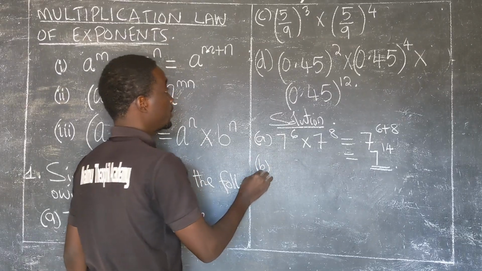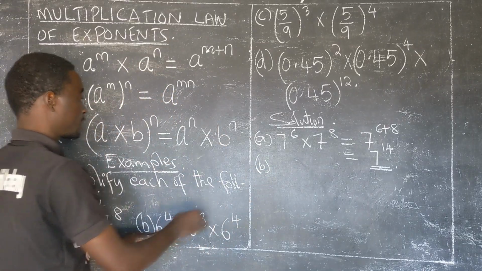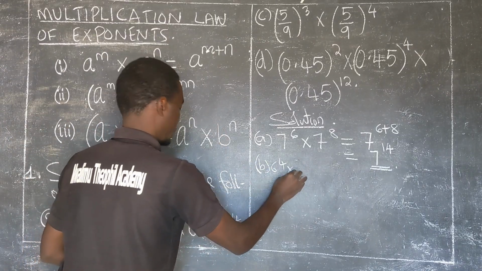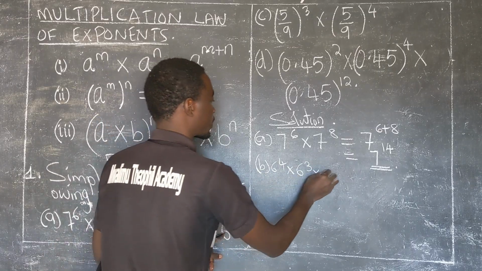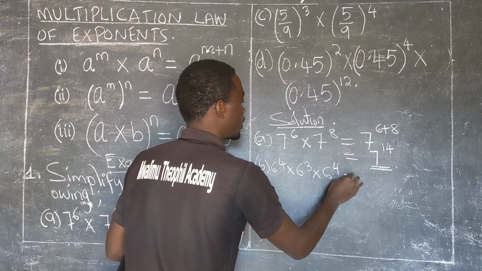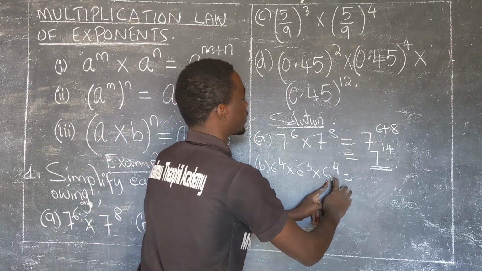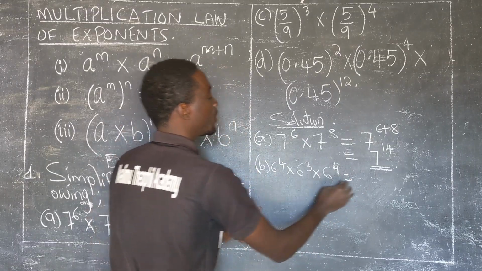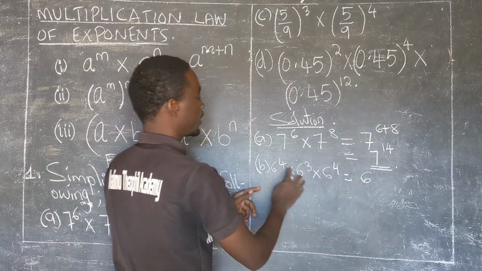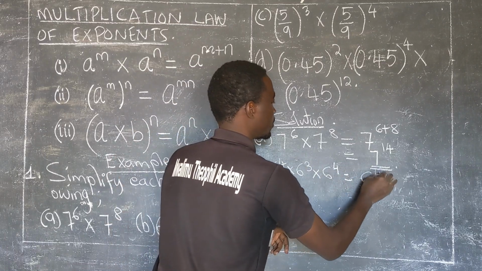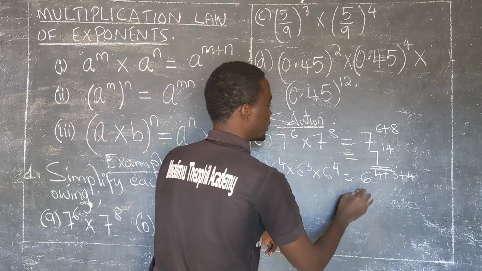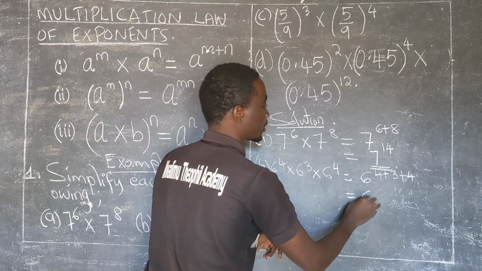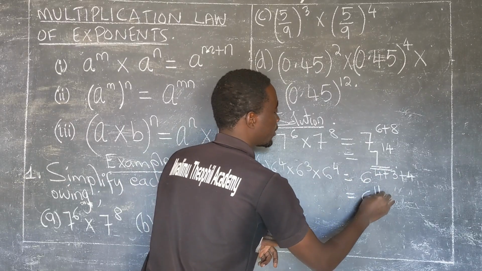The solution for B. In B, we are given 6 raised to 4 times 6 raised to 3 times 6 raised to exponent 4. Here, as it is multiplication and the bases are the same, we take a single base, then we add the exponents, 4 plus 3 plus 4. So here, the answer will be 6 raised to 11.